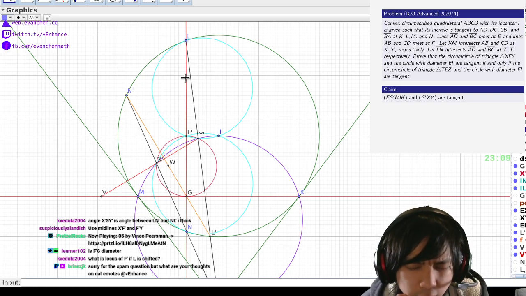If I have a point and its reflection, take the reflection.